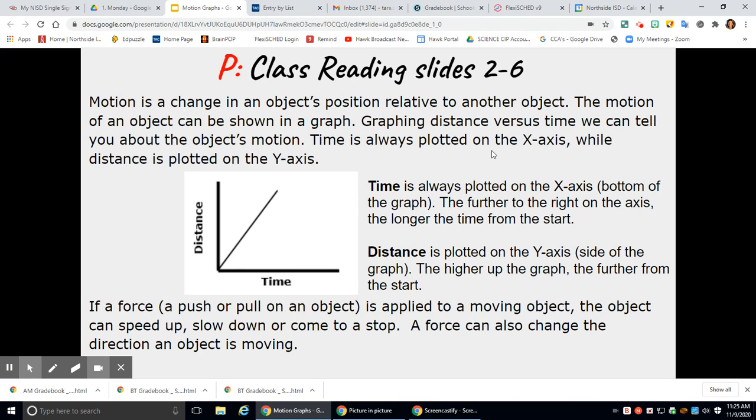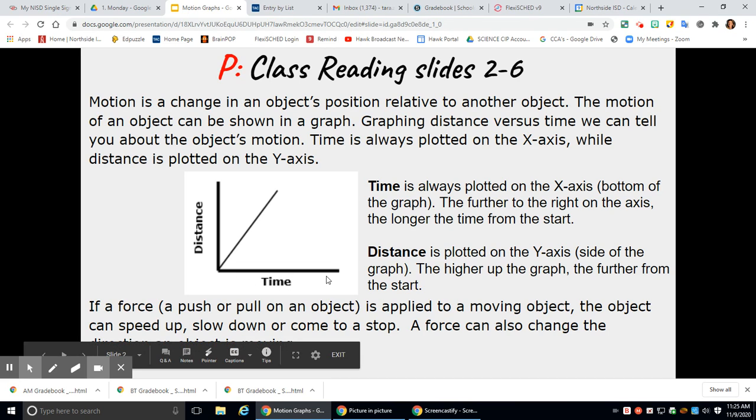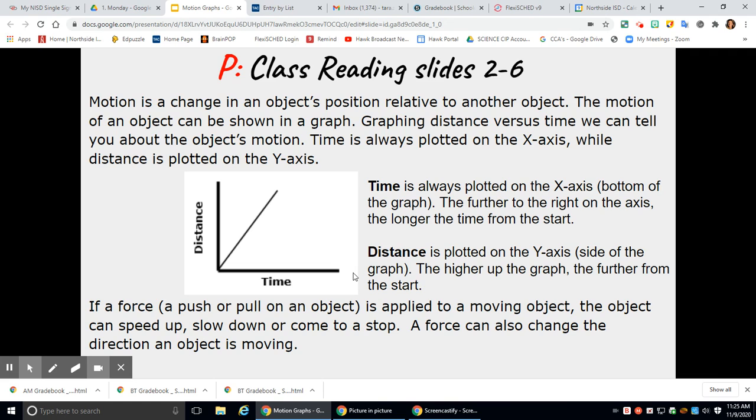Time is always plotted on the x-axis, while distance is plotted on the y-axis. So again, time is always plotted on the x-axis, which is the bottom of the graph. The further to the right of the axis, the longer the time from the start. So here's your starting point, and time is going to increase as you go to the right.